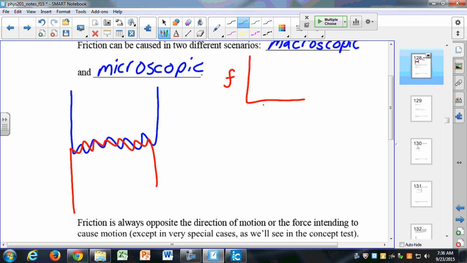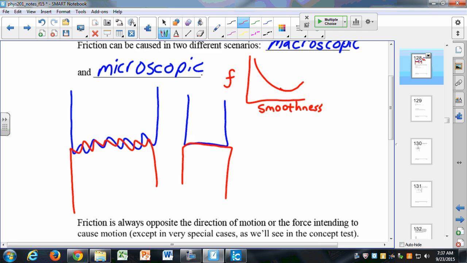And if you were to plot now the frictional force, which I'm going to use a script F, and the smoothness of a surface, what do you think would happen? Would the frictional force increase or decrease as the surfaces become more smooth? It's going to decrease, right? So it's going to look something like that. Your frictional force will decrease. But what they find is that as you increase the smoothness of these surfaces, eventually the frictional force will actually turn back up again.